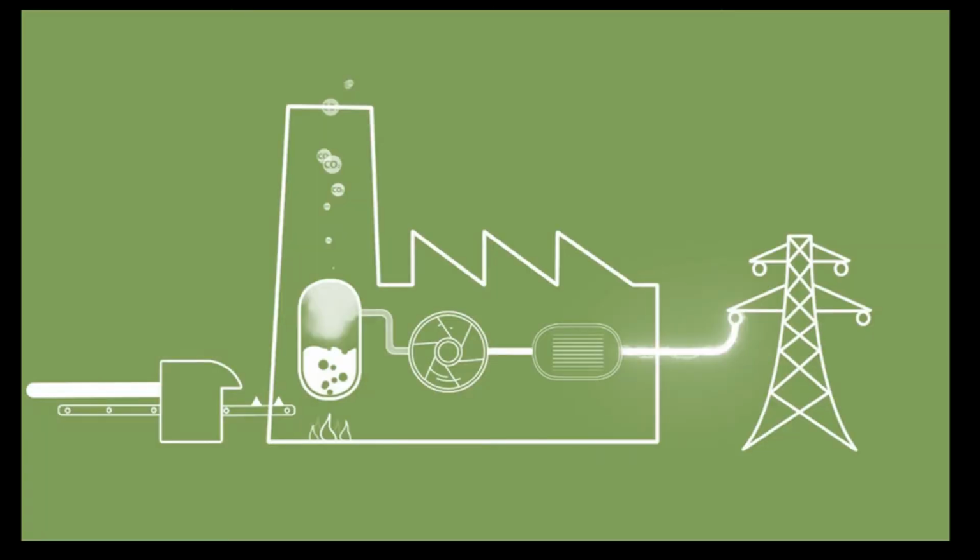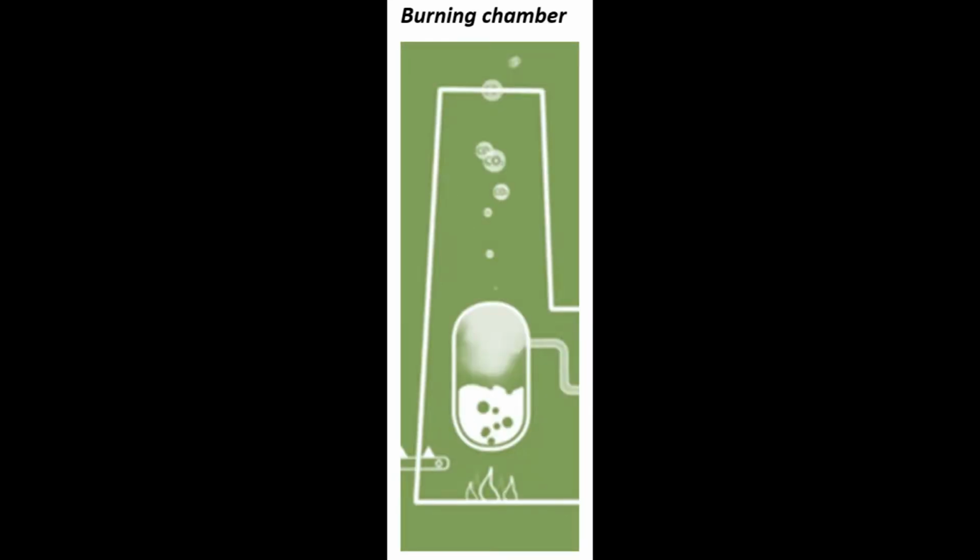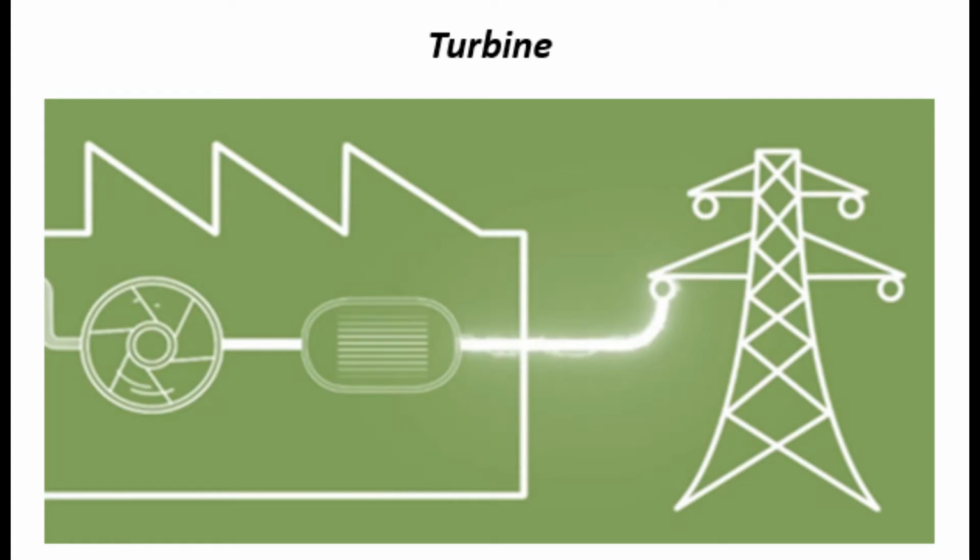What you see here is a simple example of a biomass plant. The first part is the grinder, where we deposit full logs and make them into small pieces like pellets. The second part of this plant is a burning chamber, where we burn the pellets to create steam. This steam gets a high pressure and wants to push outside, since the pressure inside of the barrel is higher than the atmospheric pressure.